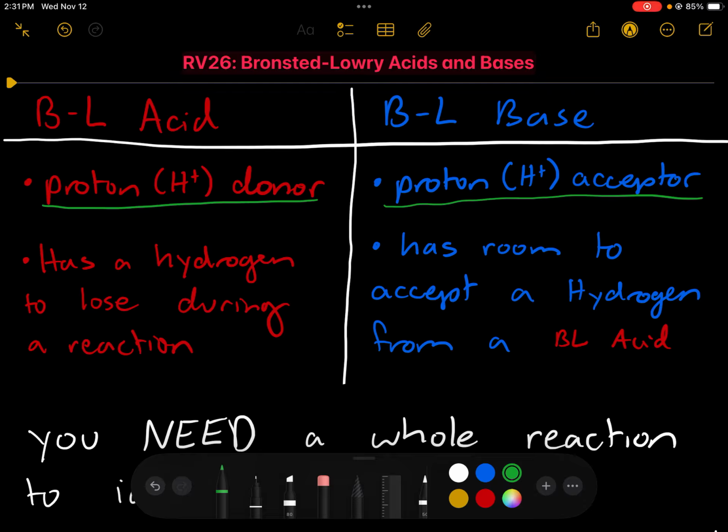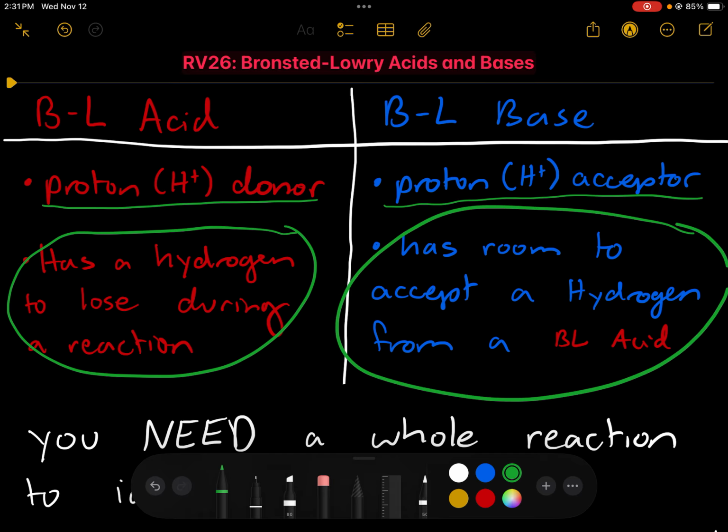So, looking at that, because I know that a Bronsted-Lowry acid needs to be able to donate a proton, it has to already have a hydrogen to lose during a reaction. And because I know that a Bronsted-Lowry base has to accept a proton, that means that it needs to have room to accept a proton from somewhere else.